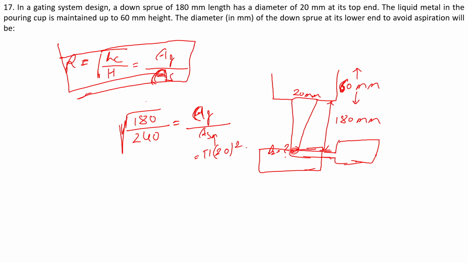For calculating D2, first we have to calculate the area of the sprue. It is showing that its lower end is to avoid aspiration. So we can go with this formula: R equal to root SC upon H equal to AG upon AS. We have the area of the sprue, we have to calculate the area of gate, so we can easily calculate the diameter here.